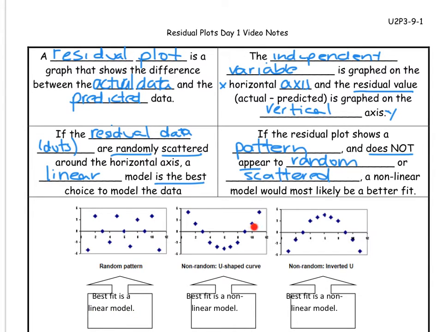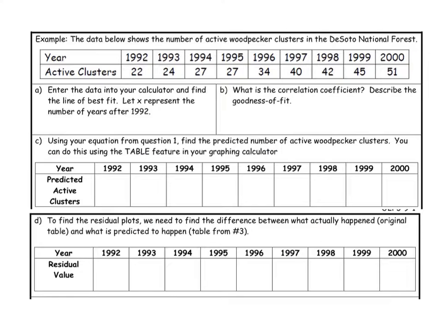If we see a U shape or a mountain shape like this, these have patterns, that means that our linear model is not a good fit. So this one is not a good fit and this one's not a good fit. We're looking for this one right here. Okay, I know this can be confusing, so let's take a look at some data first.